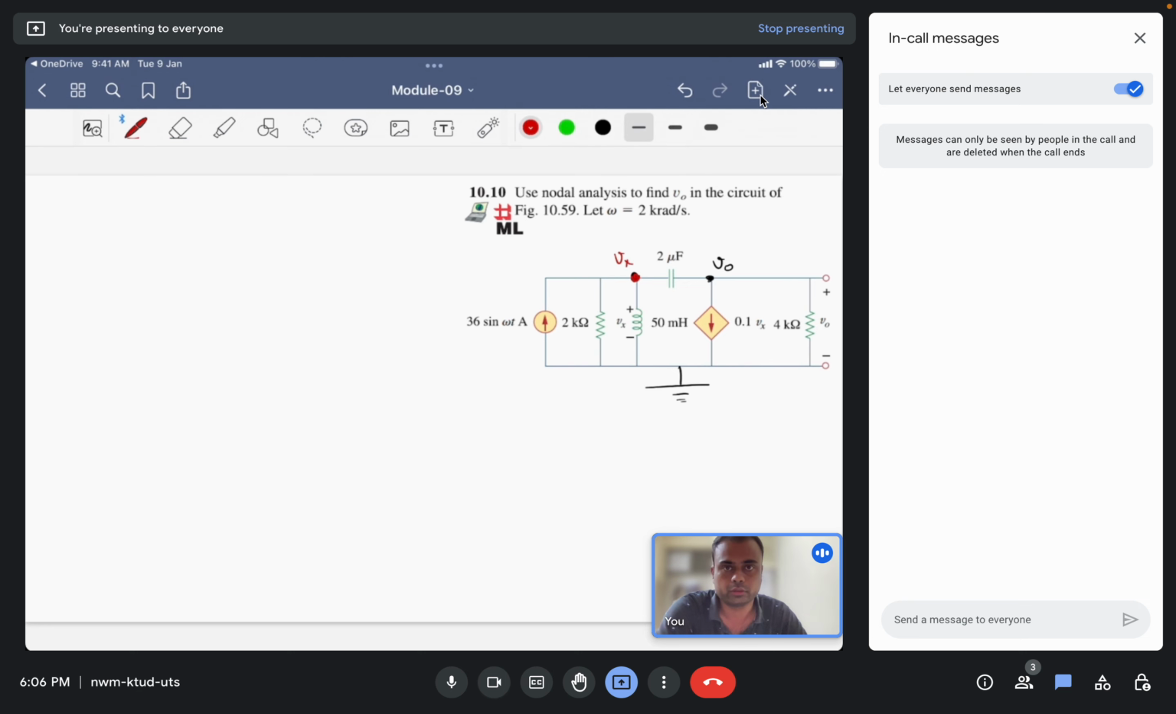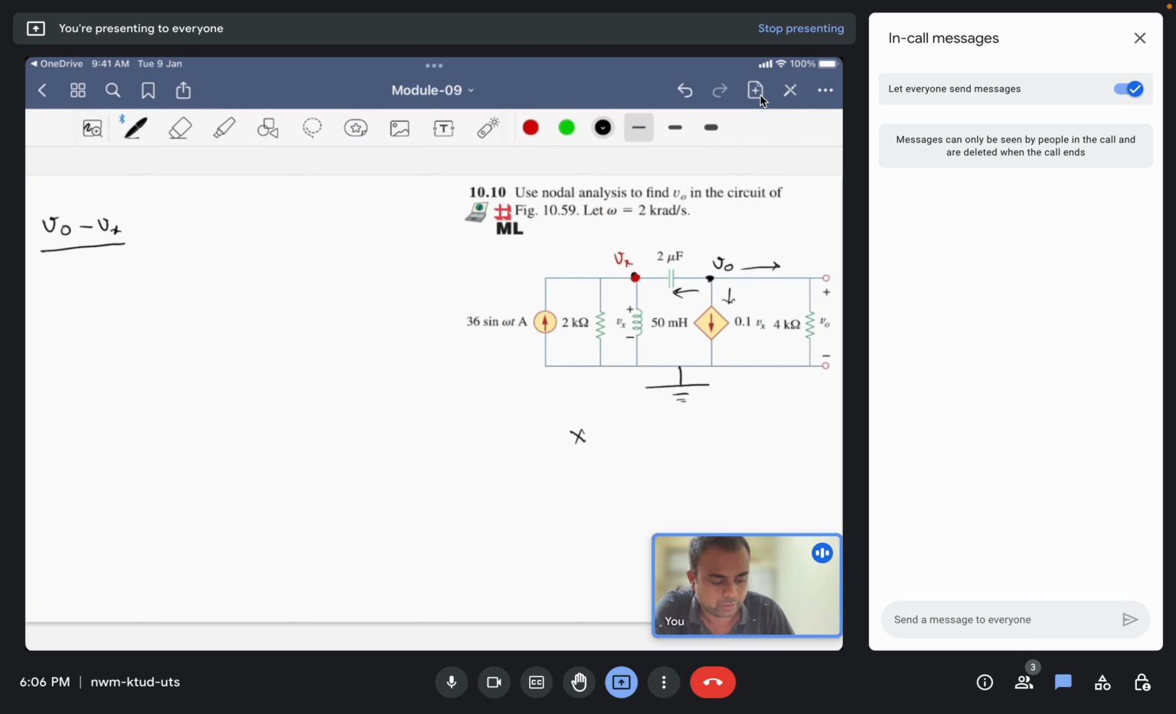Now we have to use nodal analysis to solve the problem. First of all, let us write the equation at the node V naught. We'll take the direction of current away from the node. So the sum of all the currents away from the node should be 0. First, let us take the current that passes through the capacitor. The current will flow from high potential to low potential. Therefore, (V naught minus Vx) divided by the impedance of the capacitor.